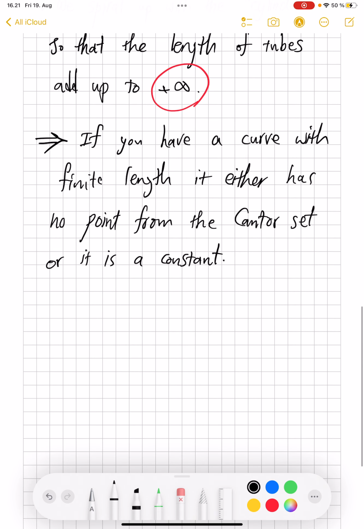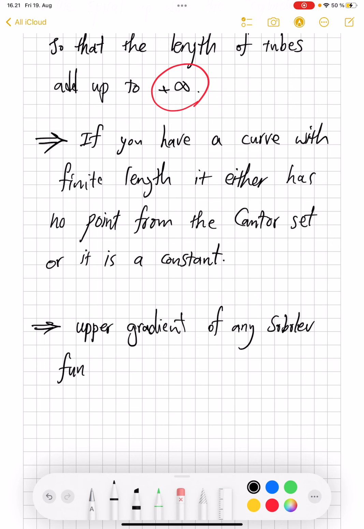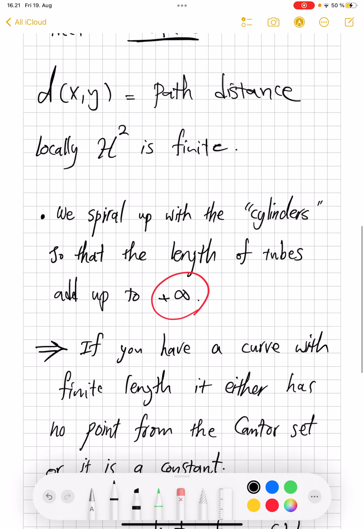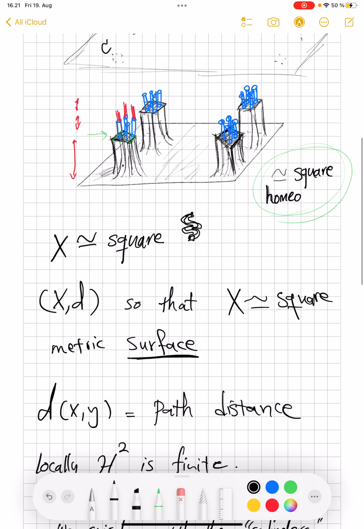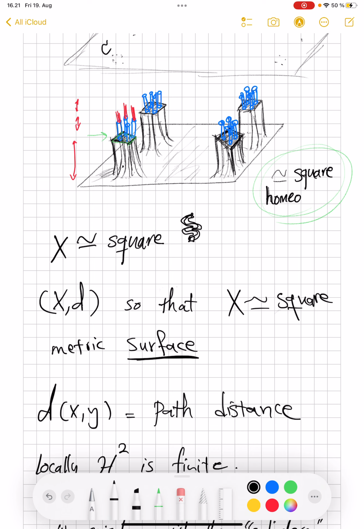And for us, this implied that the upper gradient, if you happen to know about this stuff, which is kind of the derivative of any Sobolev function, can be taken to be 0. So the minimal upper gradient, for example, will be 0 on this C, at least almost everywhere. So that means you don't need any derivative along Cantor set C, because there are no paths going there.